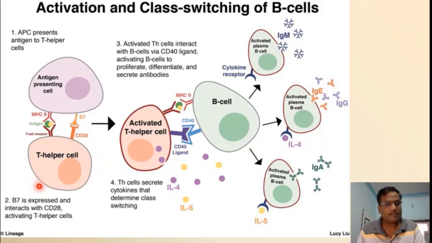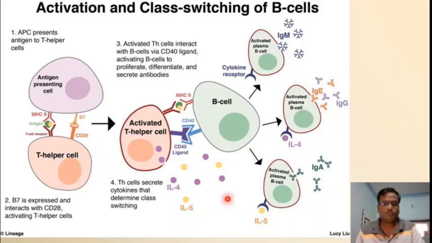Now the helper T cell is going to receive this specific antigen from the antigen presenting cell. This is the second step. Once it gets the antigen, it gets activated. In the next step, the activated helper T cell is going to find a specific B cell. B cells are already there. They are either circulating in the blood or they are waiting in the secondary lymphoid organs. The activated T helper cell will go and present the same antigen to this specific B cell.